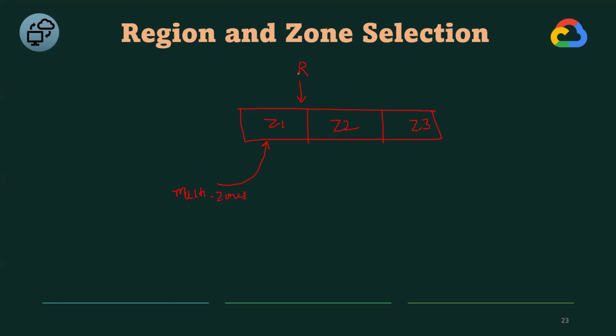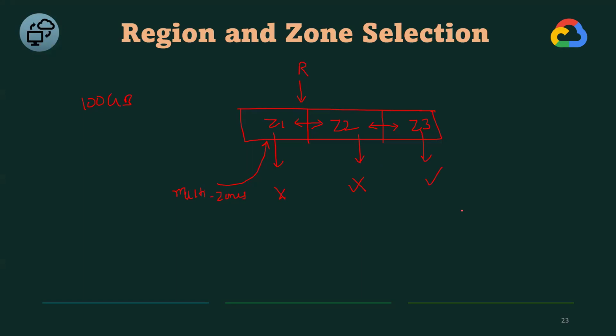When you select a region and select multi-zones, your data will automatically be replicated to the multiple zones. For example, if you stored 100 GB of data, it will first be loaded to zone 1, then replicated to zone 2, and one more copy will be replicated to zone 3, so that your data is available in multiple zones. If one zone crashes, you can have your data from here. If this one is also crashed, you can have your data from here.